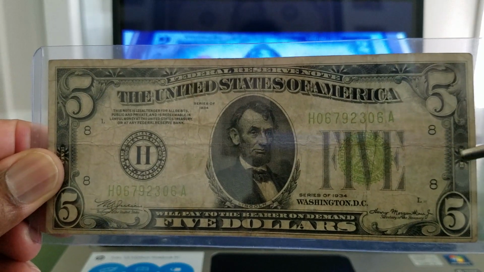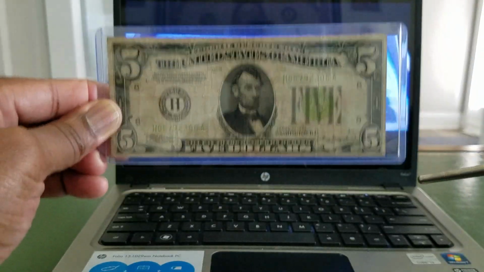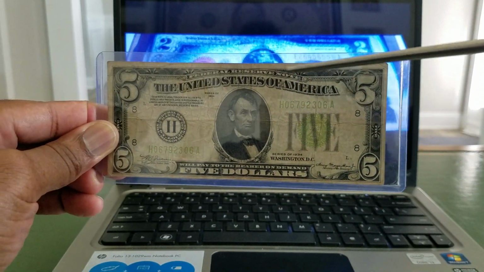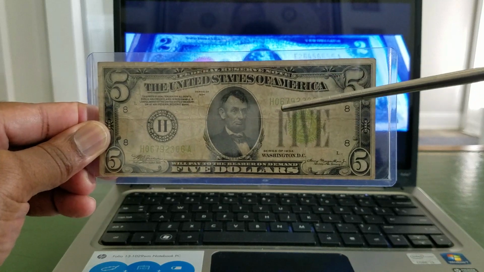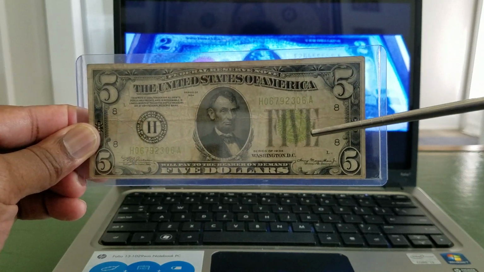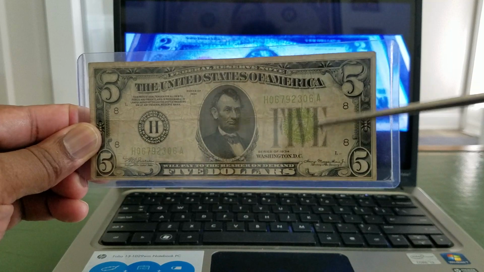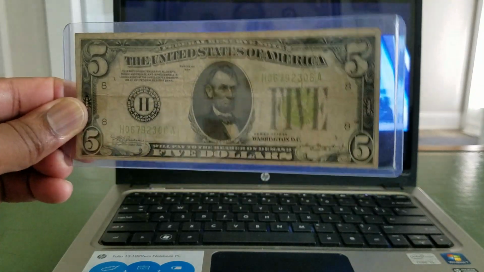I like this green too, that lime green, that little dirt, I don't know, like the wear of the note and that lime green coming up. I like that.